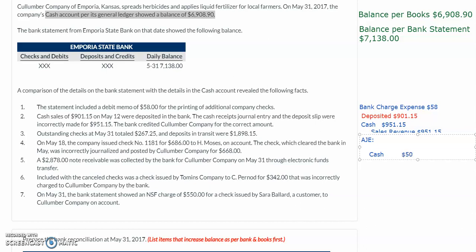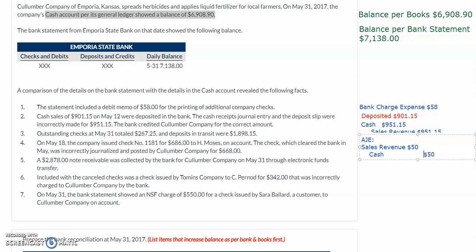So when we look at our T accounts and we have a debit of $951.15 corresponding with a credit of $50, that's going to balance out to $901.15. So that will be the correct amount. And also, we didn't generate as much sales revenue. Our sales revenue that we generated was actually $50 less. So now we need to reduce that amount by $50.